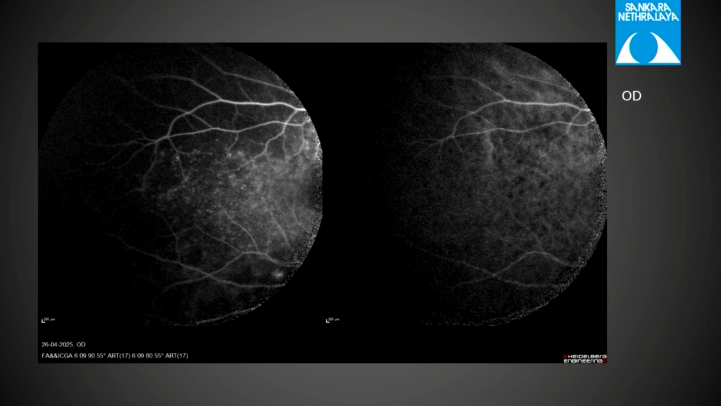So the white hyperfluorescent dots that you're speaking of, the pinpoint leaks, are breaks in the outer retinal layer, and the corresponding black dots in the ICG, which mean in the choroid, are called HDDs, hypofluorescent dark dots. Okay, so HDDs in the choroid. Why HDDs in the choroid?